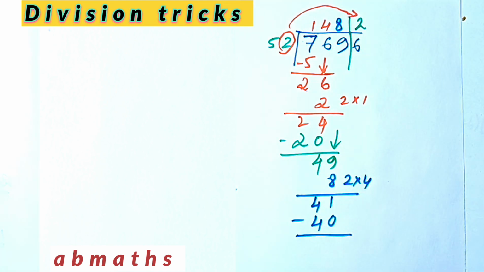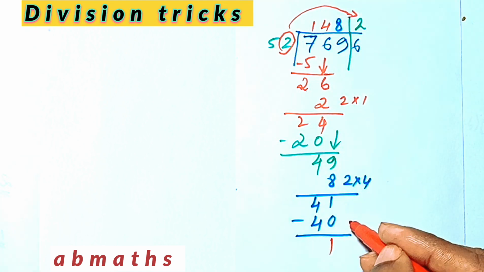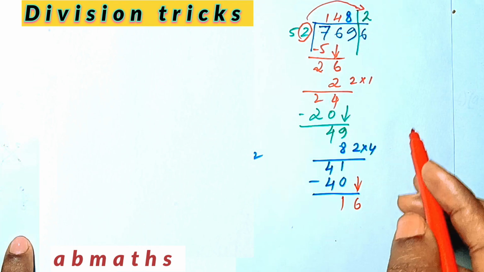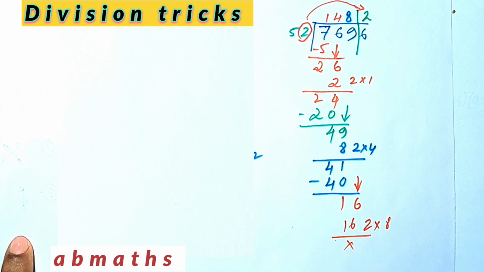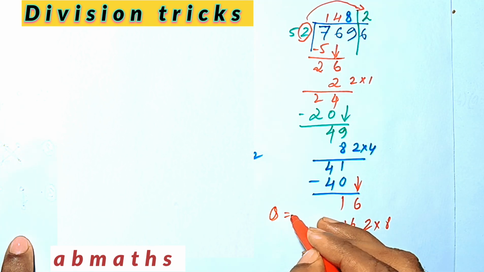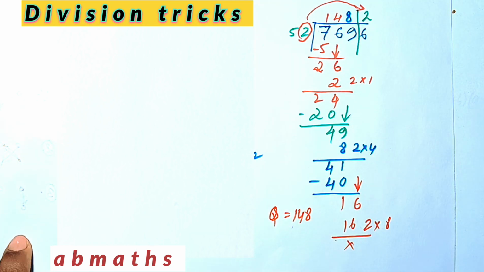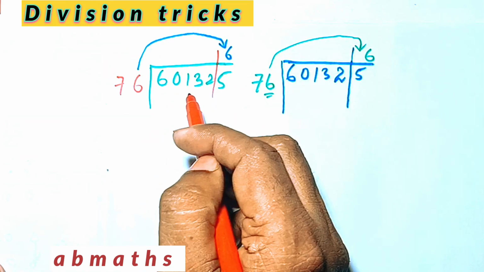After subtraction, we have got 1. 6 will come down. After coming down, we have to multiply with 2 into 8 is 16. So we have remainder 0, quotient as 148. Let us divide this 601325.